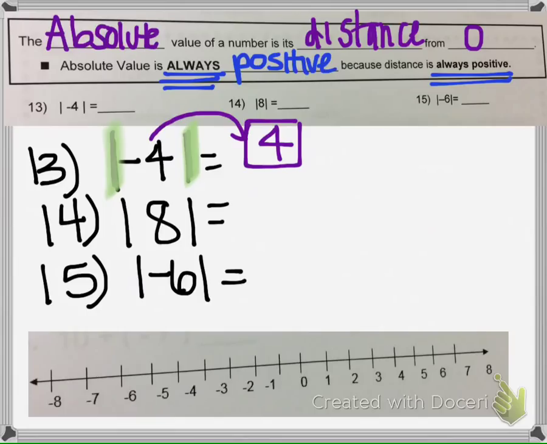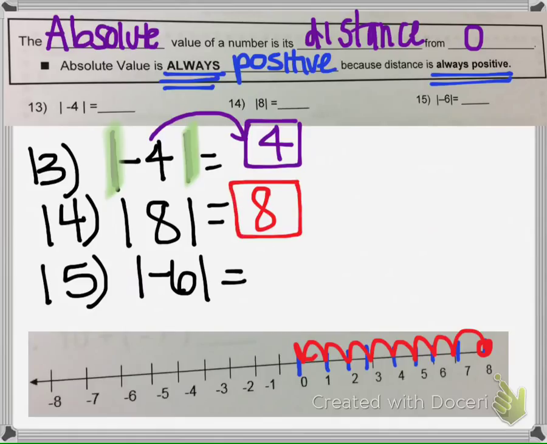So now let's go ahead and take a look at number 14. It says, what is the absolute value of 8? So that is asking you, how far is 8 from 0? So here's 8 on the number line, and it is 1, 2, 3, 4, 5, 6, 7, 8. It's 8 away. So the absolute value is 8. And again, it has the vertical lines, so that's how I know it's telling me to make the number inside positive, come out positive.